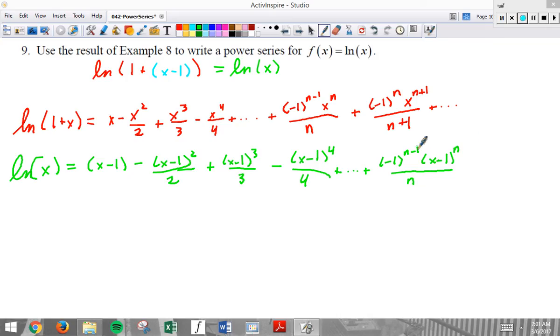Matchy matchy, off by 1. So you can write this last one. Matchy matchy, off by 1. Plus dot dot dot. And that's natural log x, ladies and gentlemen. The most awful one for sure.